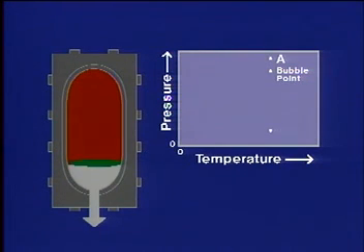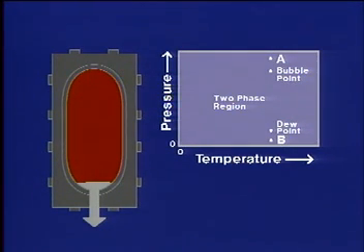Finally, we reach the point where only a small drop of liquid remains in the chamber. This is the dew point. Once we drop the pressure to a lower value, the liquid disappears and everything is in the vapor or gas state. Between the bubble and dew points, then, we have 2 phases present. This is known as the 2-phase region.